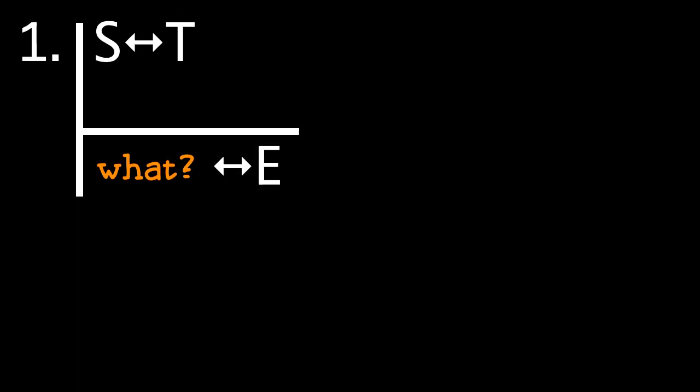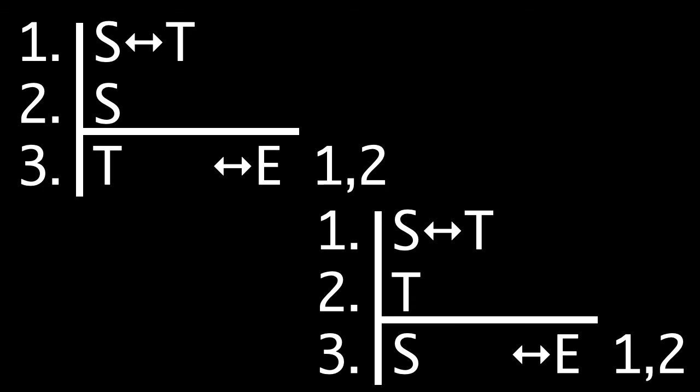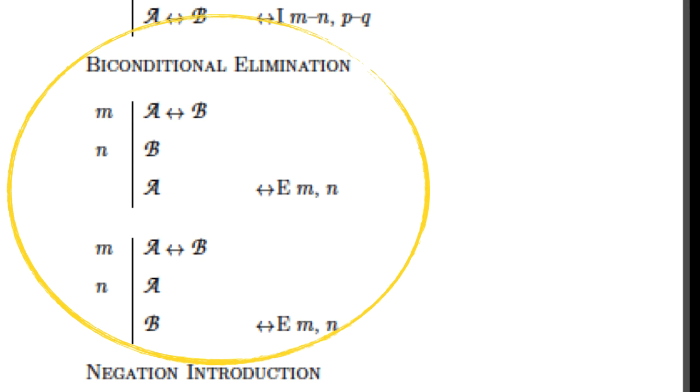Now consider the biconditional. Suppose you have S if and only if T. You can't conclude anything from this alone. If you knew S, though, you could conclude T. This is the only if direction of if and only if. But if you knew T, you can conclude S. That's the if direction. So the biconditional elimination rule, double-headed arrow E, is like arrow E, like the conditional elimination rule, except that it works in both directions. And because it works in both directions, it has 2 versions on the reference sheet.